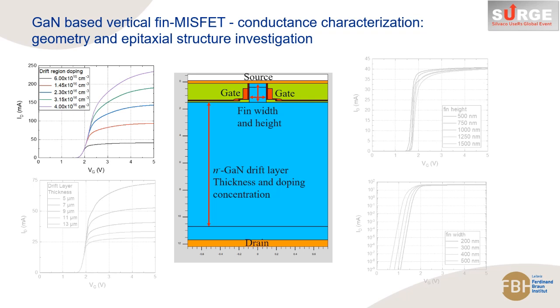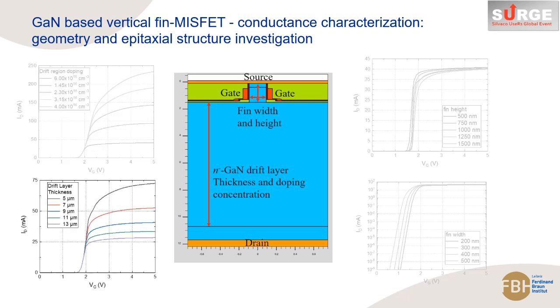Initially, we examined the influence of the drift region doping concentration on the output characteristics. We observed that, on one hand, the normally off characteristics and the threshold voltage are not affected by the drift region concentration. On the other hand, we see a strong reduction of the output current with reduction of the drift region doping concentration.